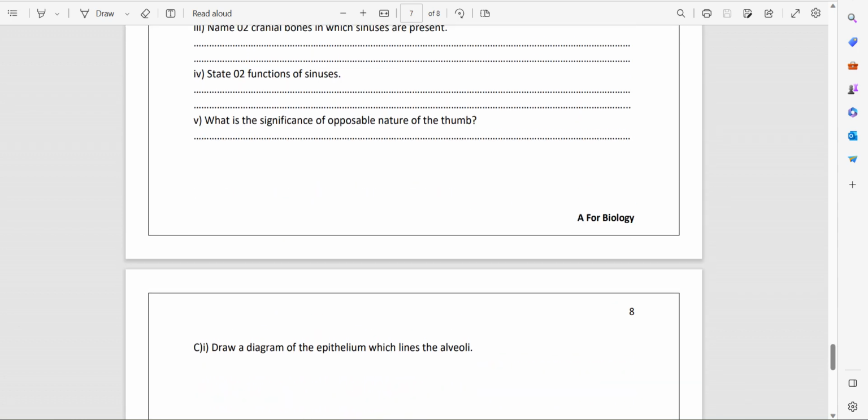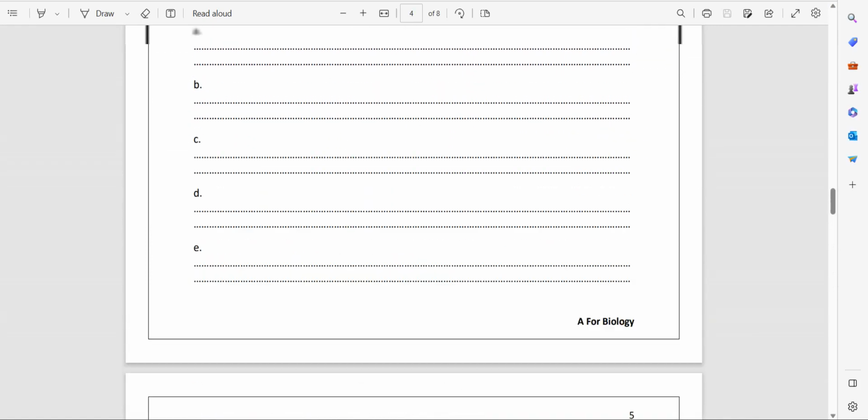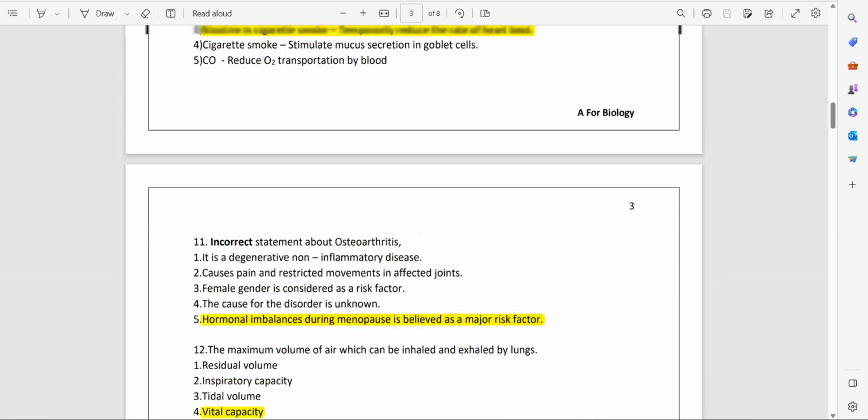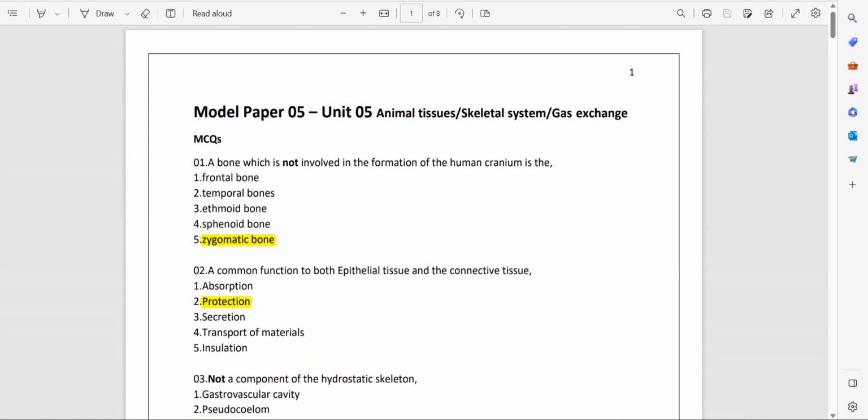Hey guys, today I thought of sharing the MCQ discussion of the first 5th unit model paper that was discussed in speed revision day 5. So we have successfully completed the first 4 units plus the last unit, applied biology, in our speed revision.